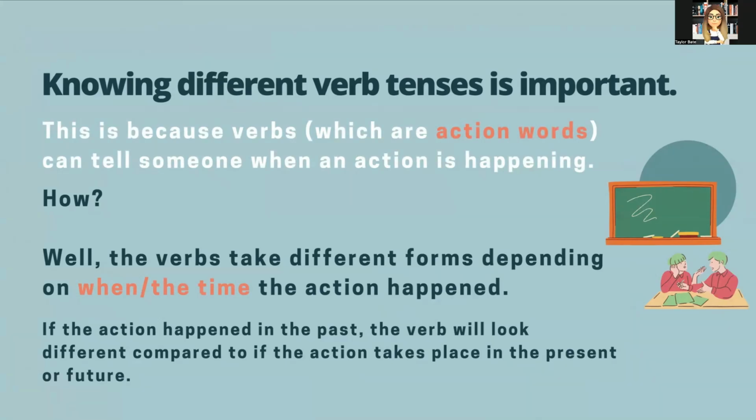How does it do this? The verbs, they take different forms. So depending on when and the time the action happened, the verb is going to look different. So if the action happened in the past, the verb will look different compared to if the action takes place in the present or future. And in this video, we're going to briefly go over how those differences look and what we can look for and how we can apply those differences. So what we're saying makes sense.